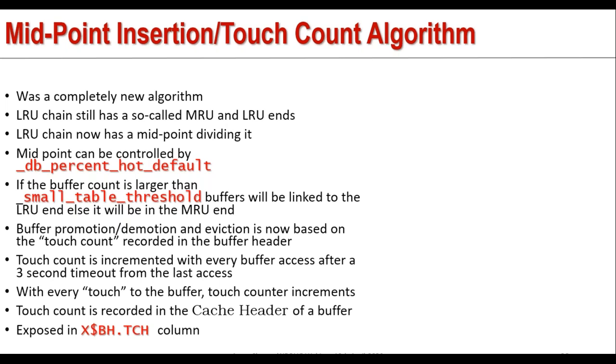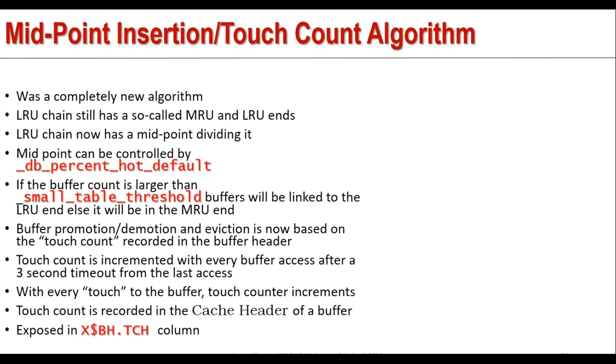It is called the touch count based algorithm. This still uses your so-called hot end and cold end, but instead, they have divided your main link list into a 50% division, and that division gave it the name midpoint insertion algorithm. Now, the midpoint is created by an internal parameter, and if a buffer is larger than the small table threshold parameter, it is attached to the LRU link list directly, so that it does not flood your MRU or your main list.